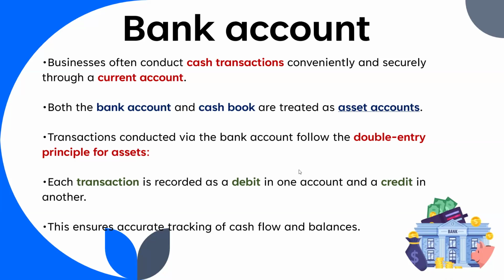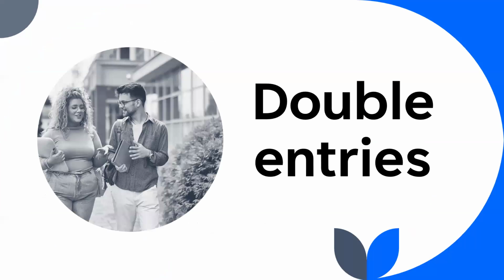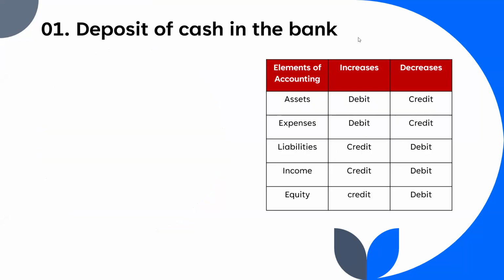With the basic understanding of what this bank account is, we're going to move on to the double entries. Double entries are very important because you might get questions where you have to write the double entry for a certain transaction. If you do know the double entry, it's easy for you to record things out as well. First double entry is deposit of cash in the bank. Let me quickly explain this table to get an idea. You might know this already if you have studied accounts in grade 10, right? This is something very familiar to you.